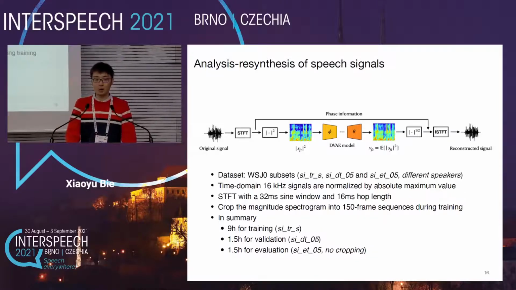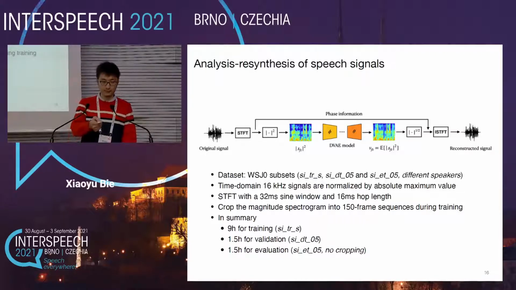In summary, we have 9 hours for training, 1 hour and a half for validation, and 1 hour and a half for evaluation. To be noted, for training and validation, we applied the cropping for the case of batch training, but for evaluation, we don't have such a restriction, so we can fit the whole magnitude spectrogram into the DVAE model.